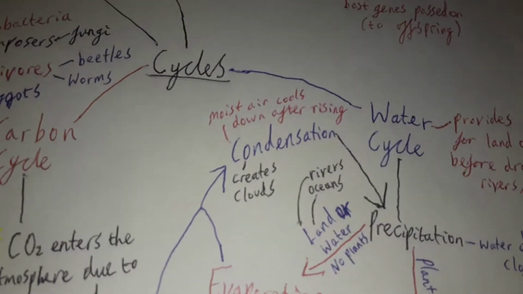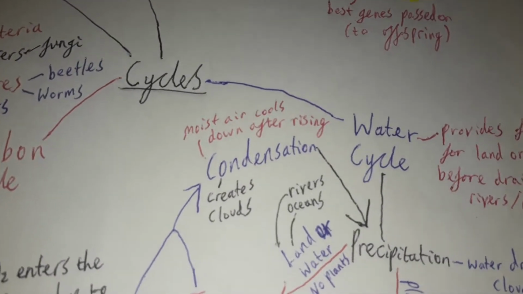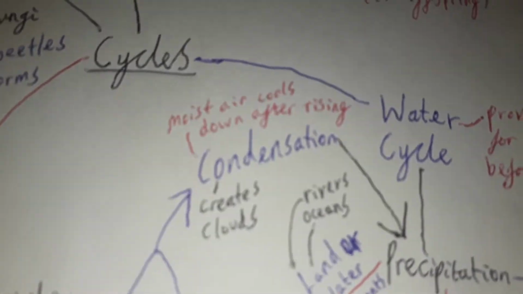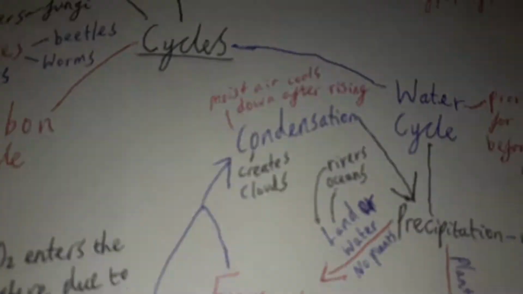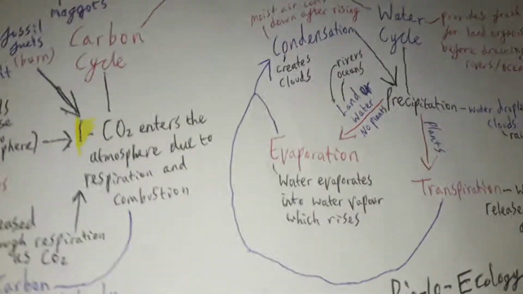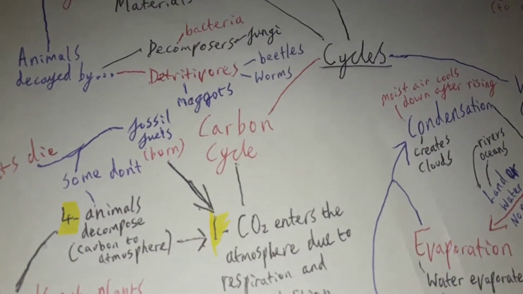It goes up, and the moist air cools down after rising, bringing it all together and condensing it, which creates clouds. Then as these clouds get big enough, they start to shoot out rain, snow, or hail and fall down as precipitation again, and then it continues the cycle. So let's move on to the carbon cycle.